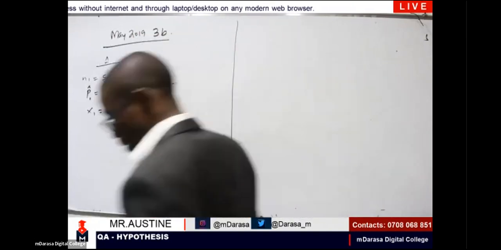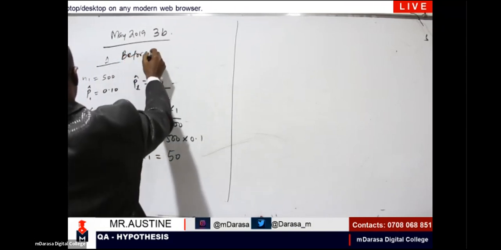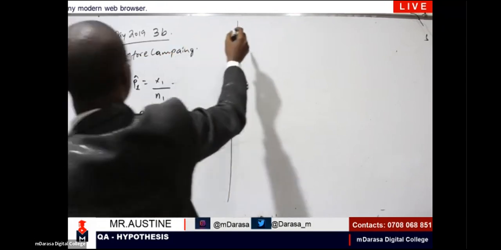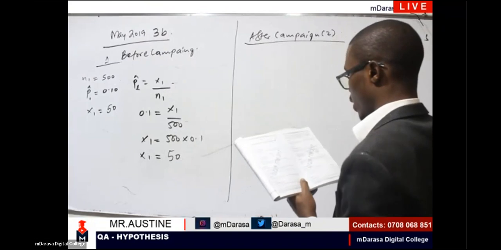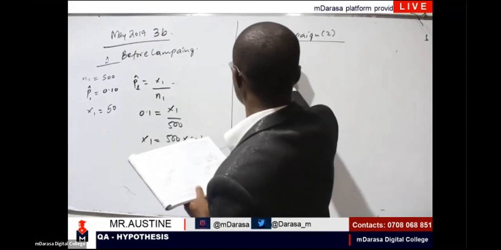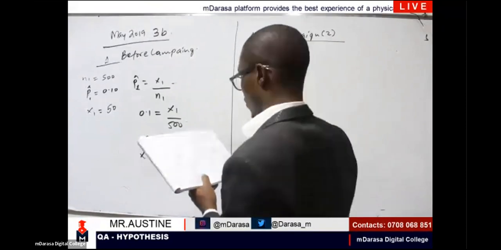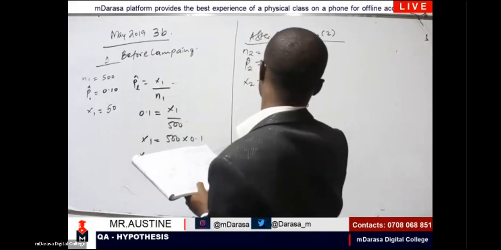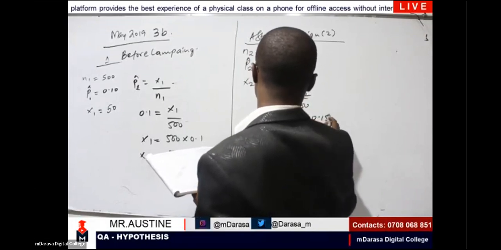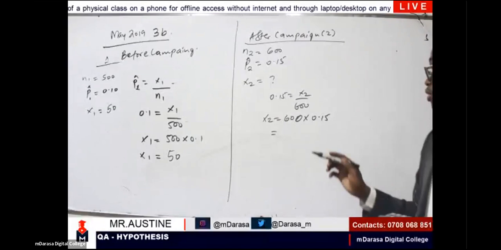Then after a campaign, so this one is before campaign, after campaign, this one is 2. We have 600 residents, so N2 is 600. P2 is equal to 0.15. So what is X2? X2 over 600, so X2 is equal to 600 times 0.15. We find 90.